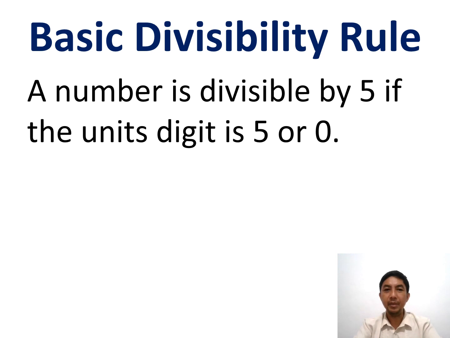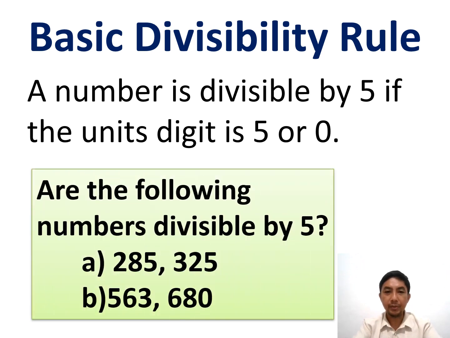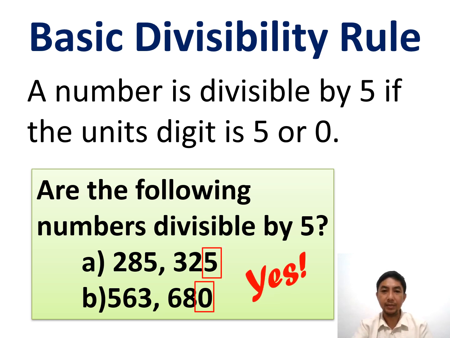Okay, so next is divisibility by 5. This is an easy one because a number is divisible by 5 if and only if the units digit is 5 or 0. So the question, are the following numbers divisible by 5? So letter A, the number 285,325 ends with 5 and 563,680 ends with 0. So these two numbers are both divisible by 5. So the answer is yes.